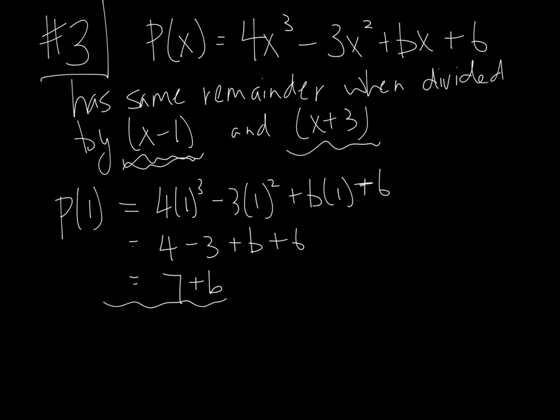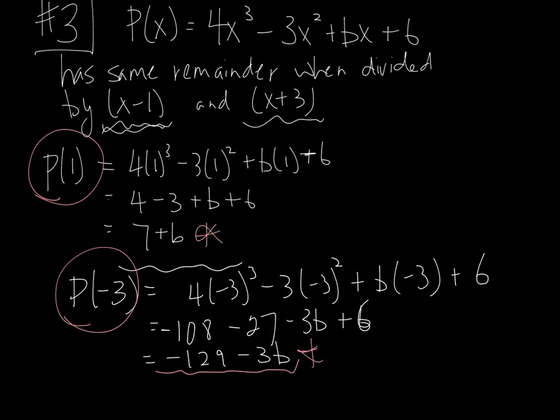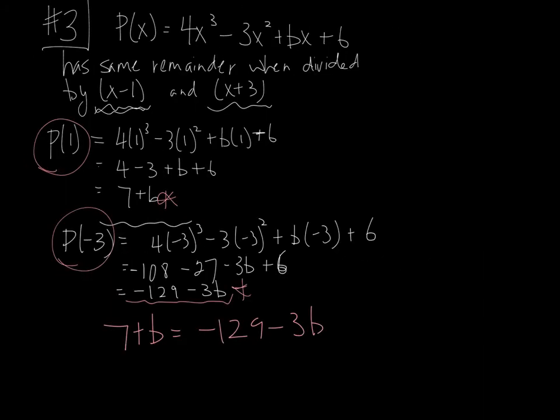Now I'm going to find the remainder when p is divided by x plus 3. So I will find p and substitute in negative 3 for x. So when I substitute in negative 3 for x, I end up with negative 129 minus 3b. So the original statement said that it has the same remainder when divided by x minus 1 and when divided by x plus 3. So then this expression will equal this expression. Setting up the equation, we have 7 plus b equals minus 129 minus 3b.